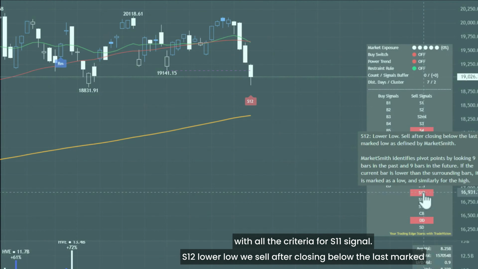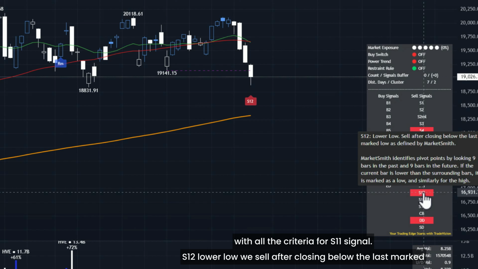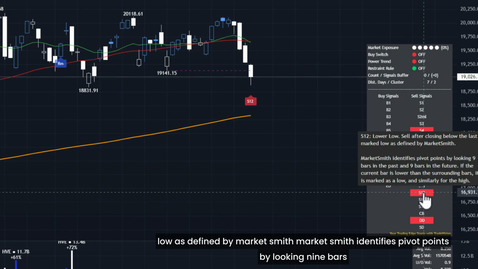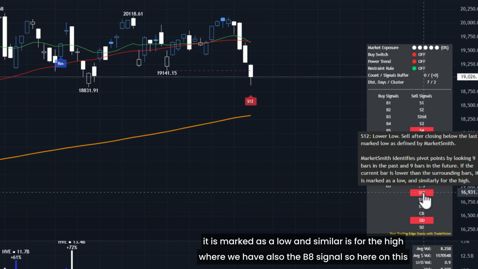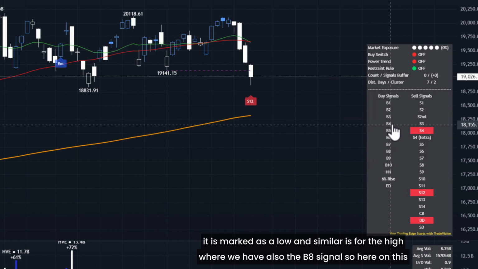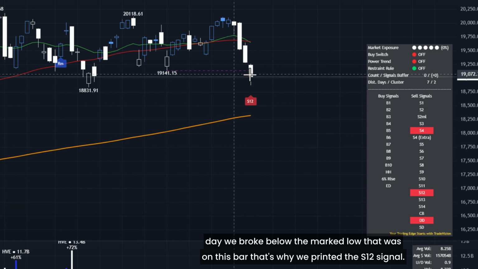S12, lower low. We sell after closing below the last marked low as defined by MarketSmith. MarketSmith identifies pivot points by looking 9 bars in the past and 9 bars in the future. If the current bar is lower than the surrounding bars, it is marked as a low. Similar is for the high, where we also have the B8 signal. So on this day, we broke below the marked low that was on this bar. That's why we printed the S12 signal.